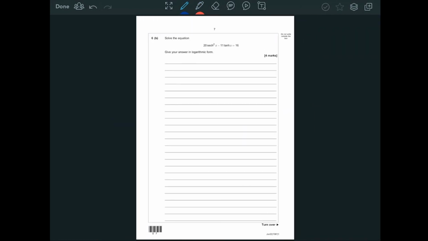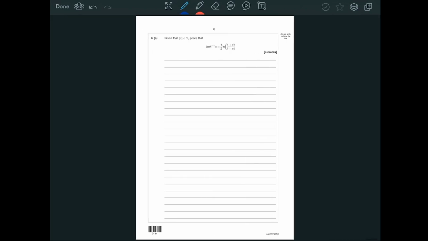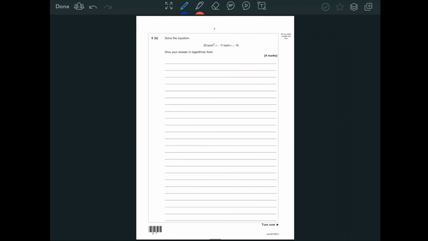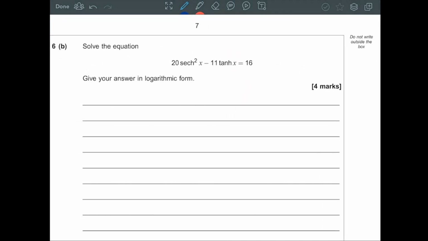Moving into part B, solve the equation. Now, this is a part B, which implies that part A is actually relevant in some way. So part A has found tan inverse. So let's try and write everything in terms of tan. Issue is we've got sec squared.